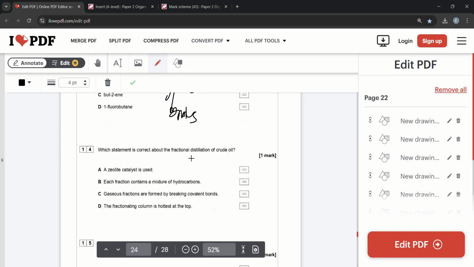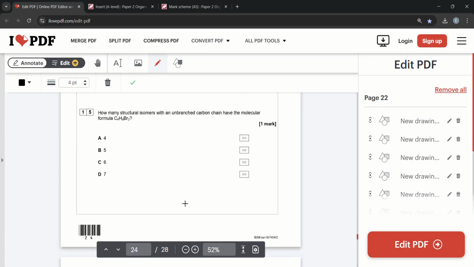Which statement is correct about fractional distillation of crude oil? A zeolite catalyst is used. Each fraction contains a mixture of hydrocarbons. That is true. In fractional distillation, we do not use zeolite catalysts. They're not formed by breaking covalent bonds. And it's actually the coolest at the top, it's the hottest at the bottom.